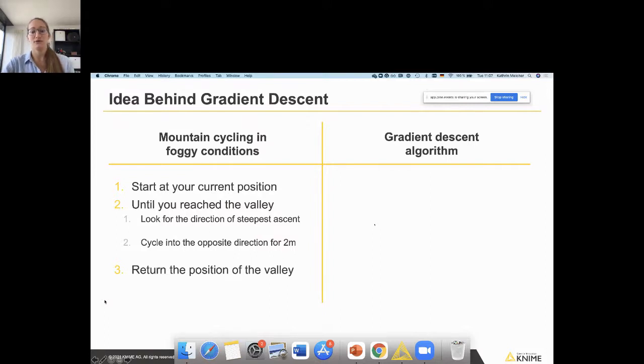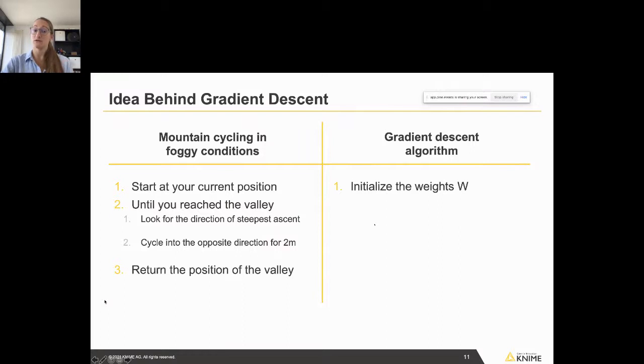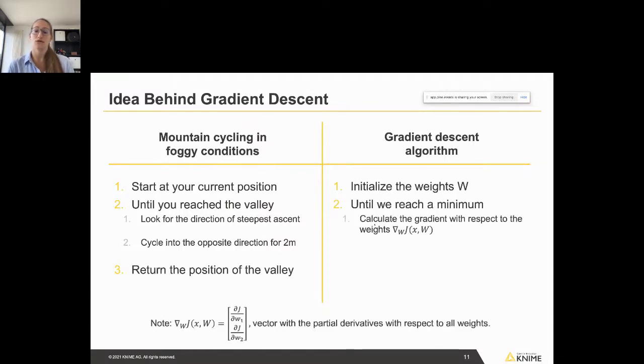And the gradient descent algorithm does something similar. It also starts with the current position, this means with the weights that we currently have. And until we reach the minimum, it always calculates the gradient with respect to all weights. And this is actually the direction of steepest ascent in our loss landscape. And then the algorithm makes a little step in the opposite direction, which is then the direction of steepest descent. This means we update our weights by taking the current weights and subtracting the gradient multiplied by some learning rate eta, which defines that we just make a little step in this direction.